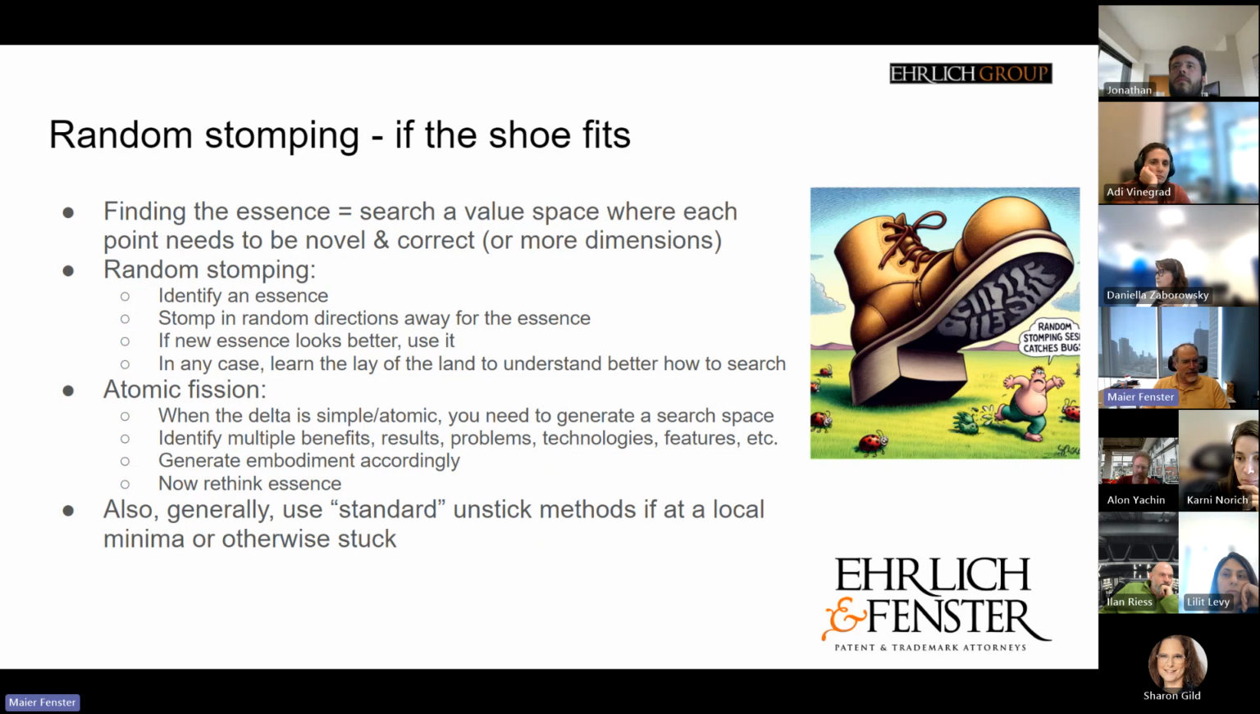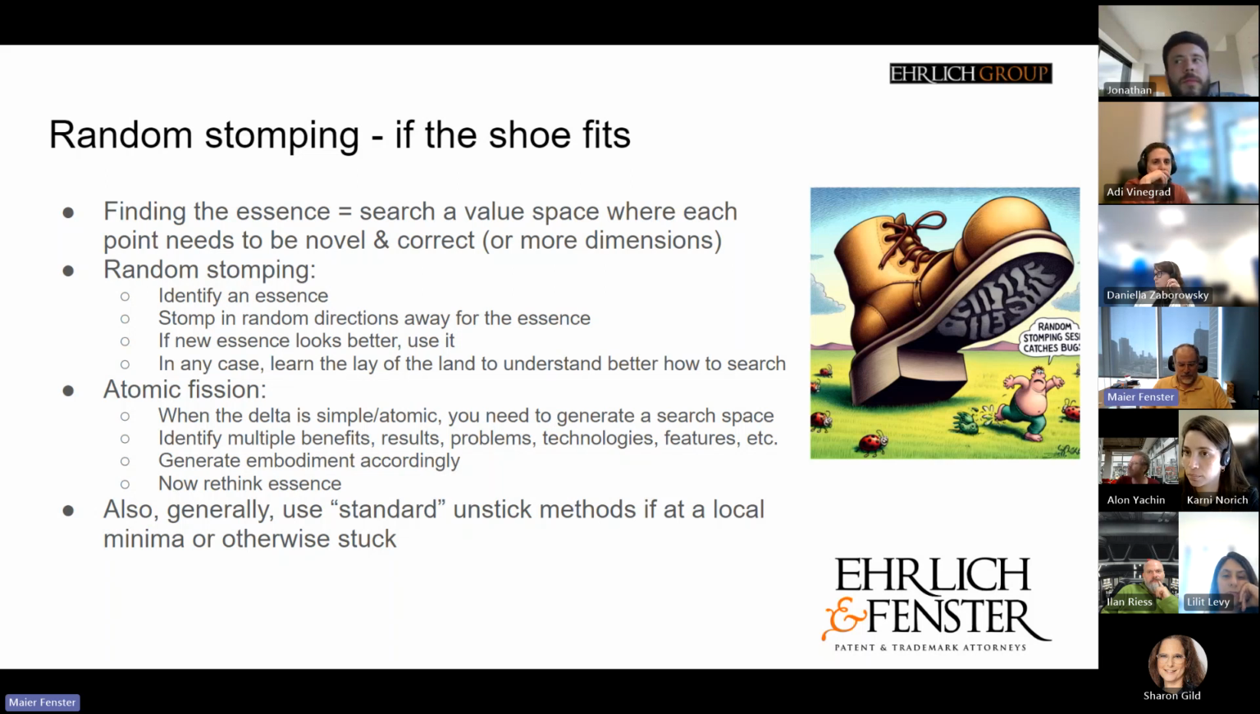Sometimes you have a problem which is atomic, and then the solution is atomic fission. Let me explain. Let's say you have an invention, and you have closest prior art, and there's one difference between the 2 of them. Okay, what do I do? I mean, that's it. That's an invention, isn't it? Maybe not. What you need to do is generate a search space, and you can do that in a deliberate manner.